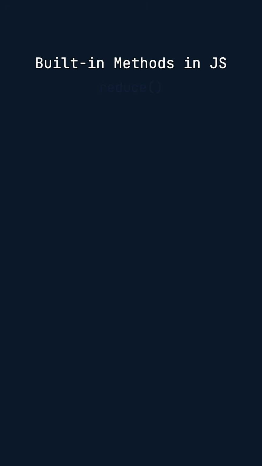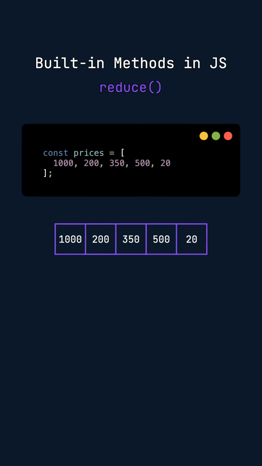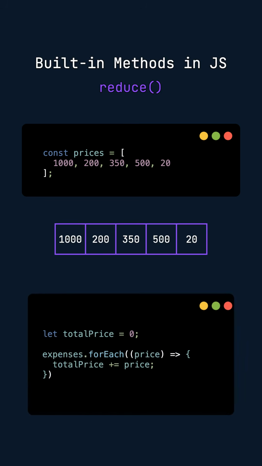How to use reduce method in JavaScript. Here we have a simple list of prices. Let's say we want to calculate the total of these prices. For that, I have a forEach loop that goes through each price and adds it to the total price.